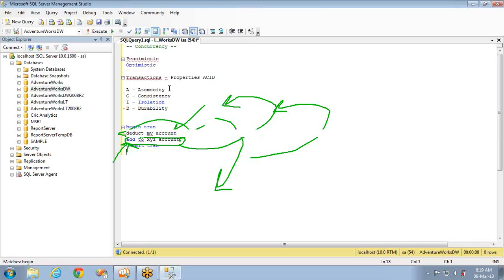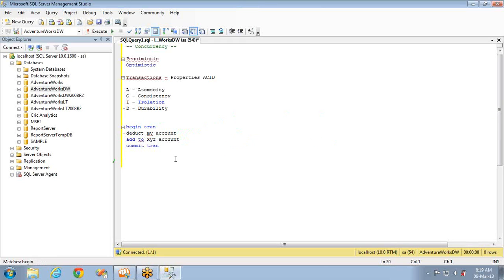Now let's talk about consistency. What is meant by consistency? It's just like a person, a player, or anyone should be consistent. In the same way, a transaction should be consistent, in the sense that the data that is present before the transaction should be in a consistent state, and after the transaction the data should be in a consistent state.